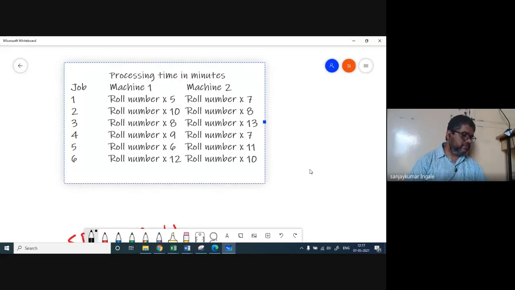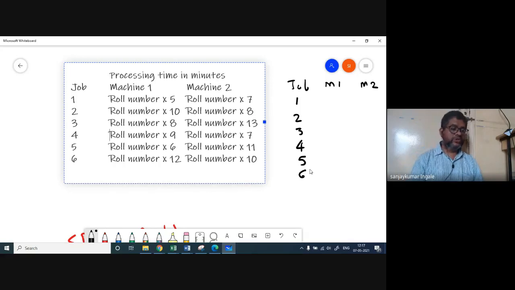Now, yeah, please tell me the calculations. I'll write the job here and the machine 1 and machine 2. We'll assume some roll number. Yes, students, help me. The data is given here in front of you. What is the roll number? Should I assume? Roll number 10. Okay.